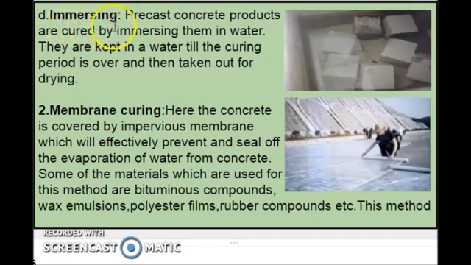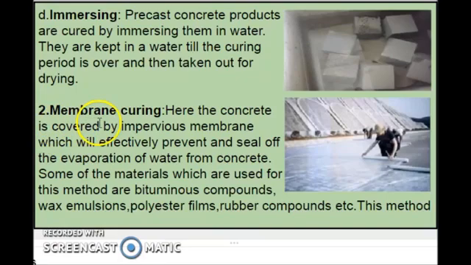Fourth one is immersing. Precast concrete products are cured by immersing them in water. They are kept in the water till the curing period is over. These are the concrete cubes which are cured by keeping them in water for a required period of time, like 7 days, 14 days, 21 days, okay, like that. All the precast concrete products also, like pavers, concrete poles, RCC windows are all cured in this way.